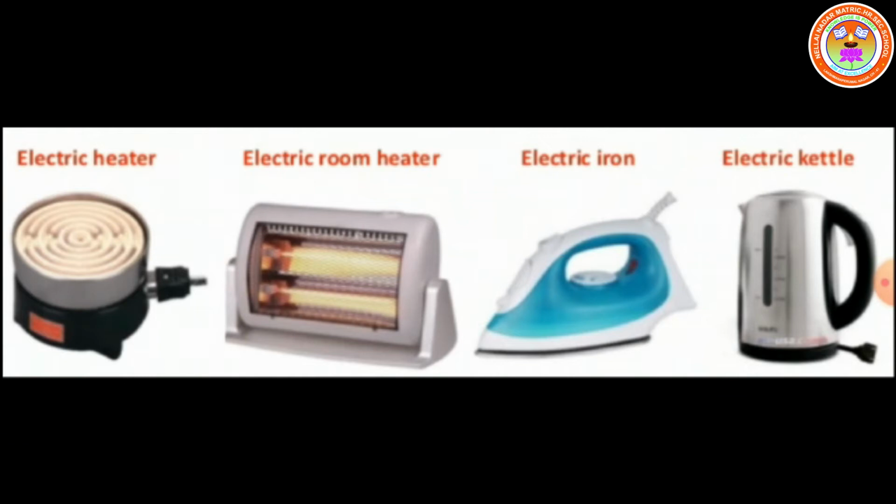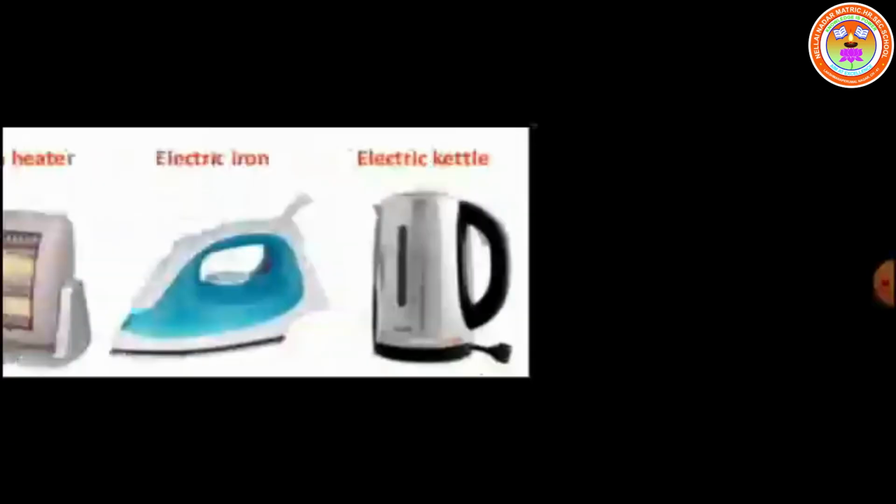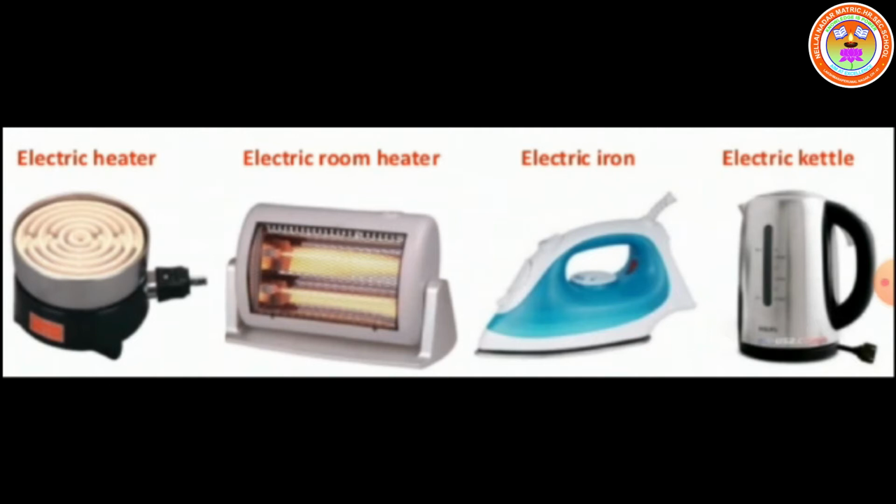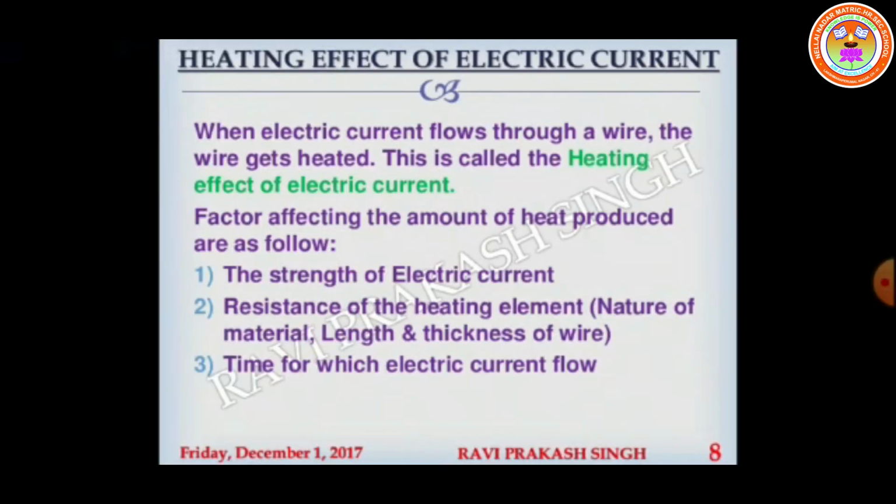So we have many appliances in our house that we can see in the picture itself, students. These are all examples of the heating effect of electric current. Have you understood, students? These are appliances which produce heat. So, the heating effect of electric current. What are the factors that affect it?